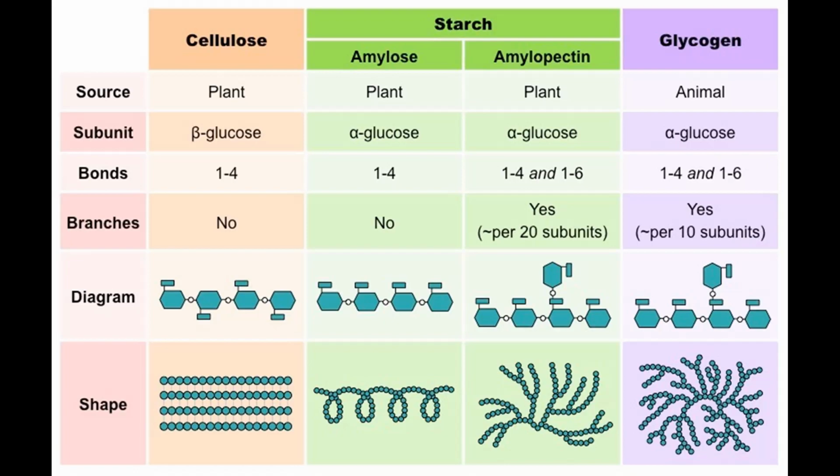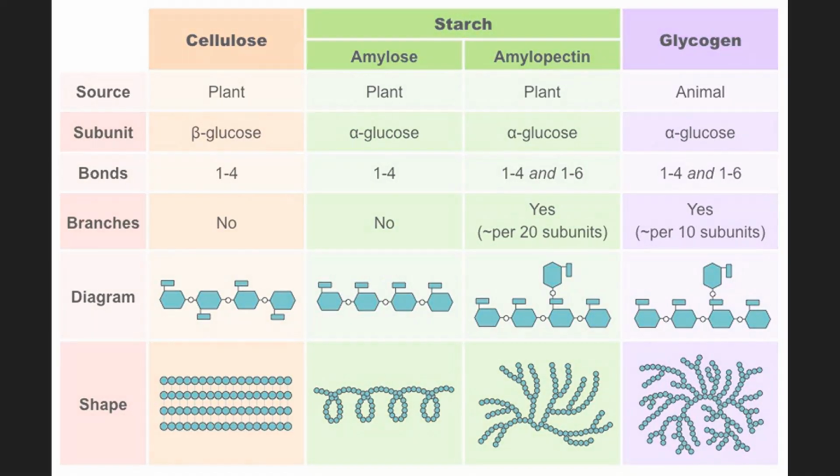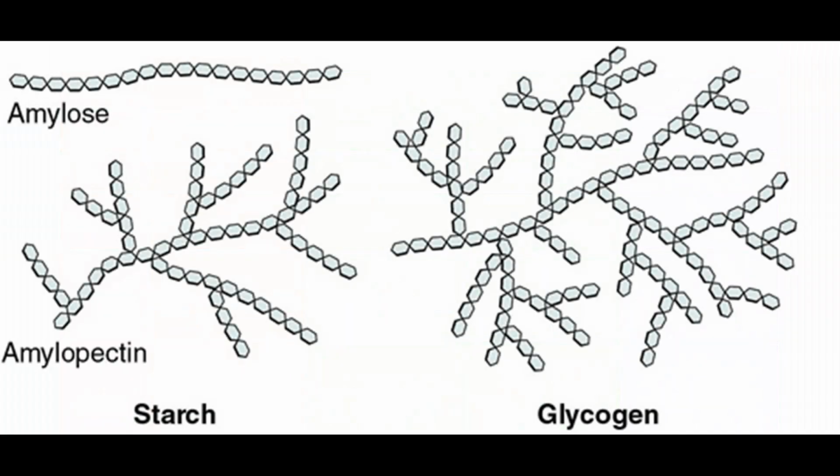Glycogen and starch are both storage molecules with 1 to 4 glycosidic bonds between molecules of alpha-glucose. They also have branches which make it easier for hydrolysis as there are more ends for enzymes to attach. This allows them to be broken down quickly. There are 1 to 6 glycosidic bonds at the branches. Glycogen is the animal storage molecule and so has more branches for faster hydrolysis.